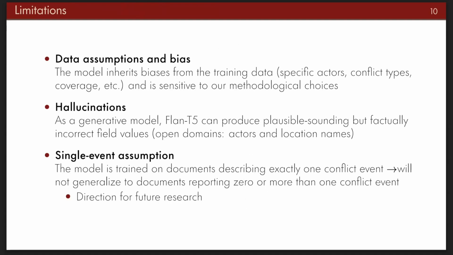And I'm sure many of these limitations have been mentioned several times during the conference, but the main one is that the model will inherit all of the data assumptions and biases that we have in the training data, right? So all of the specific actor names, conflict times, or the geographical coverage, whatever you have in your training data, you can expect to see in the model. And it is bound to be sensitive to our methodological choices of how we code data, for example. And then as a generative model, it can produce plausible-sounding but factually incorrect values. And it is often the case with those open domains, such as actor names and location names, the finer-grained ones.